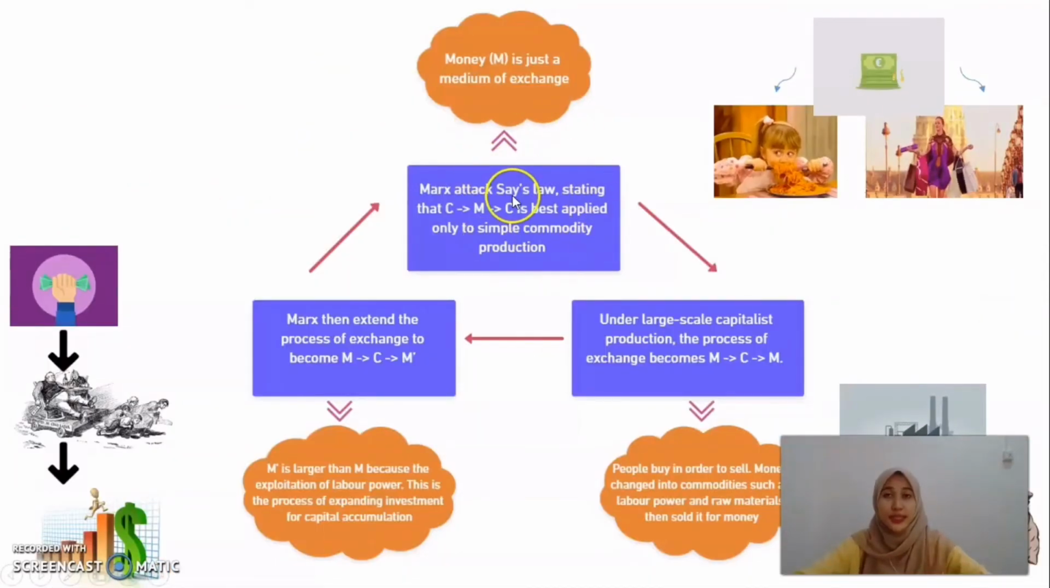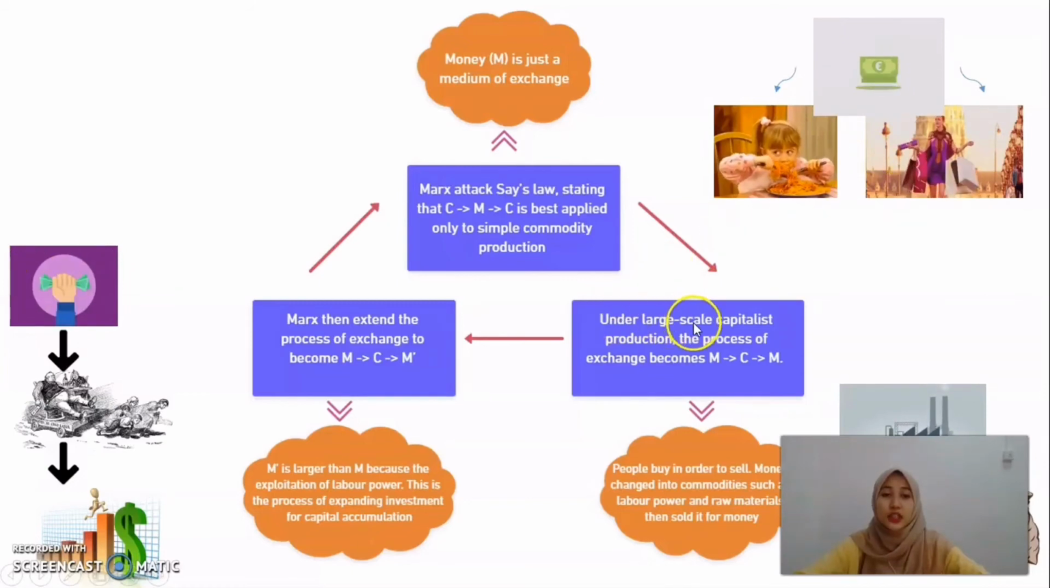As you can see here, first, Karl Marx attacked this law, stating that C equals M equals C, where C is commodity and M is money, is a simple commodity production. The same law said that money is just a medium of exchange. For example, you can see here, we use money to buy food and clothes.